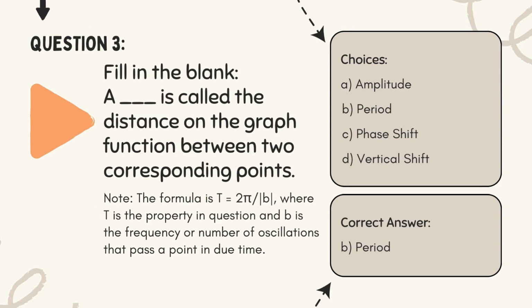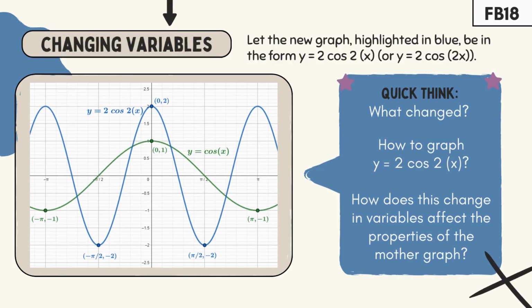All 3 questions that you saw previously are especially relevant to our lesson today as we delve into 2 variables instead of the usual one. Let's explore the potential impact of altering variables A and B. Imagine the new graph in blue represented by the equation y equals 2 cosine 2x. To guide our discussion, let's address these key questions.